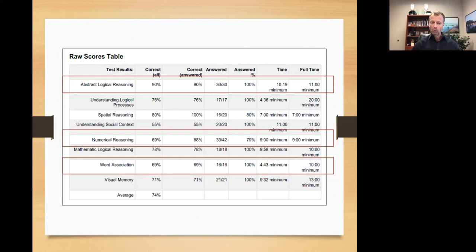The last one I'm going to share is word association. There, the person answered all 16 questions, and they answered them very quickly. They only used 4 minutes and 43 seconds, even though they had the possibility to spend 10 minutes answering those. However, they did not get all of them correct. They only got 69% of those 16 questions correct.